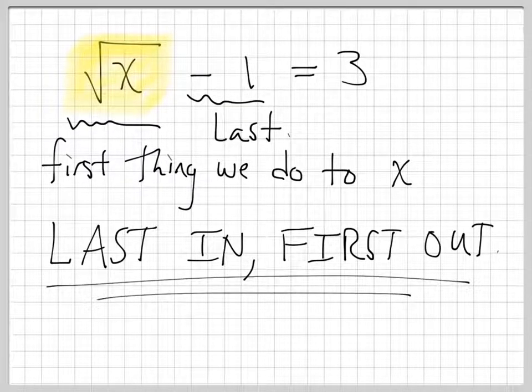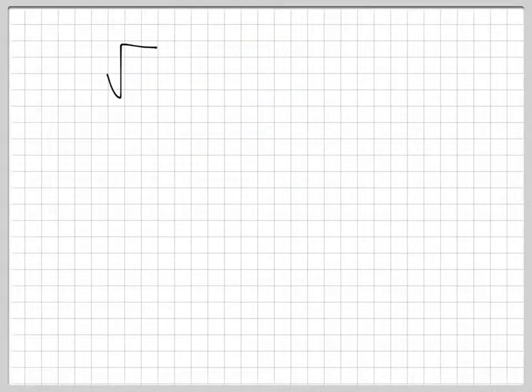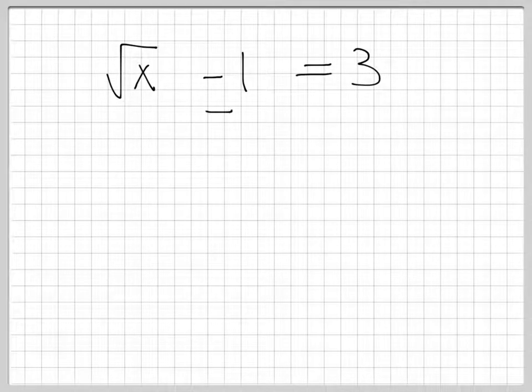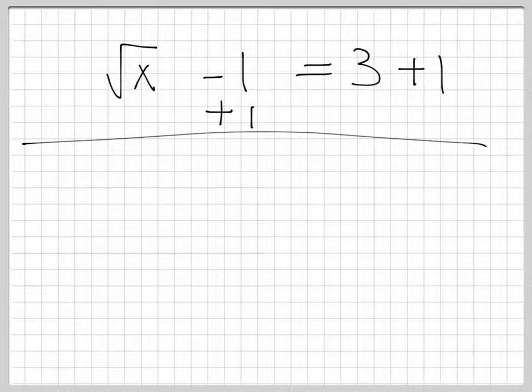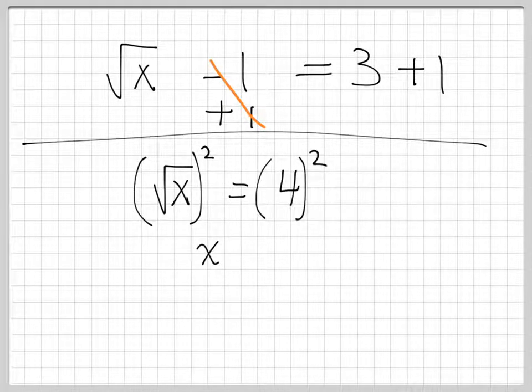And so what you need to undo first is this minus 1. So if we have rad x minus 1 equals 3, first we have to add 1 to both sides. Now the 1 and the negative 1 cancel, and we're left with rad x equals 4. Now we can square both sides, and we're left with x equals 16.